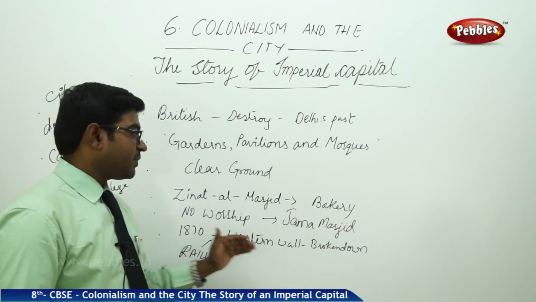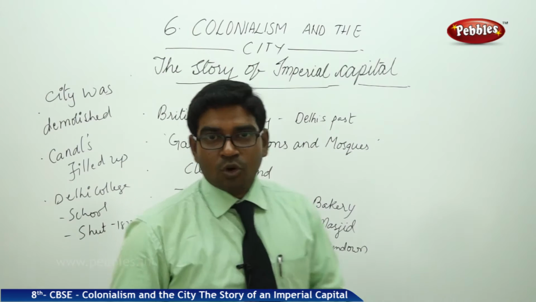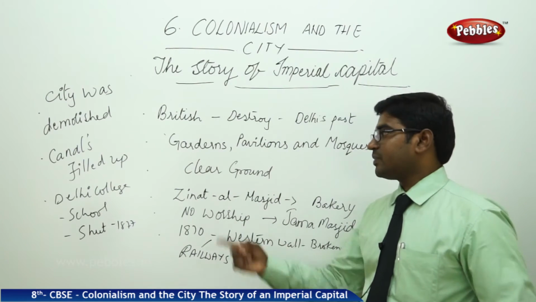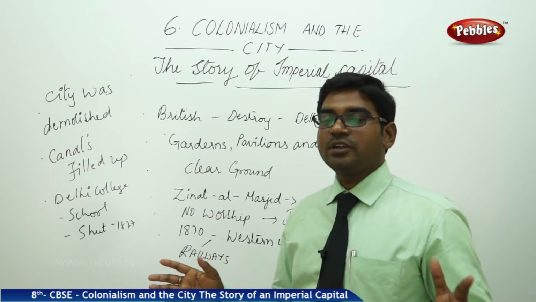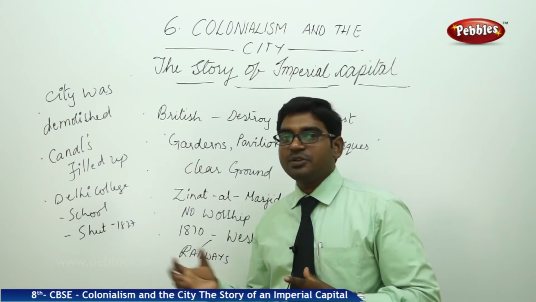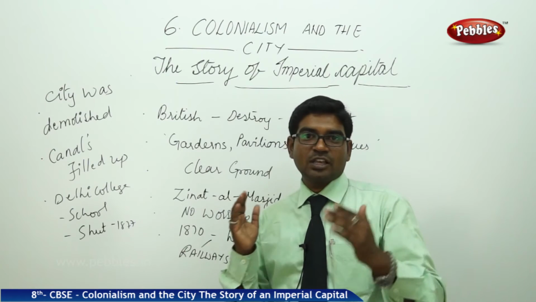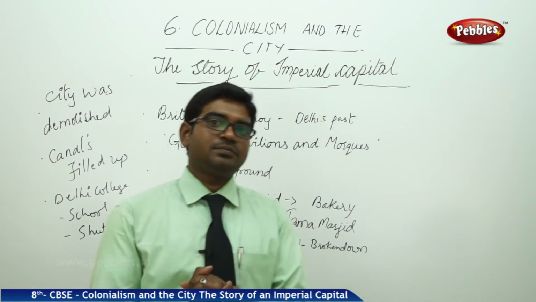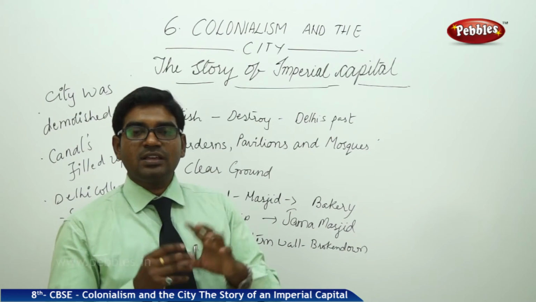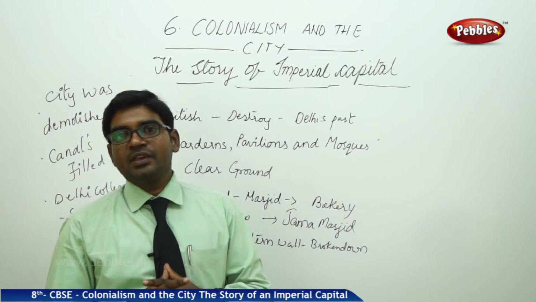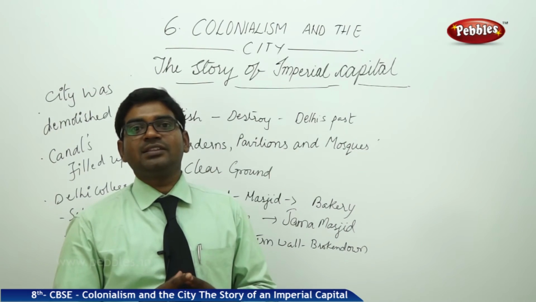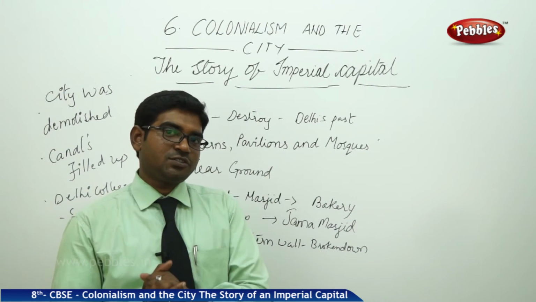And in 1870, the western wall was broken down and they built railways and expanded the city here. And the city was completely demolished. We have canals filled up. Delhi College has been shut down. So what do the Britishers want to do now? Why are they changing the structures of Delhi? Why are they expanding the city so much? Why are they destroying the city like this? What was their intention?